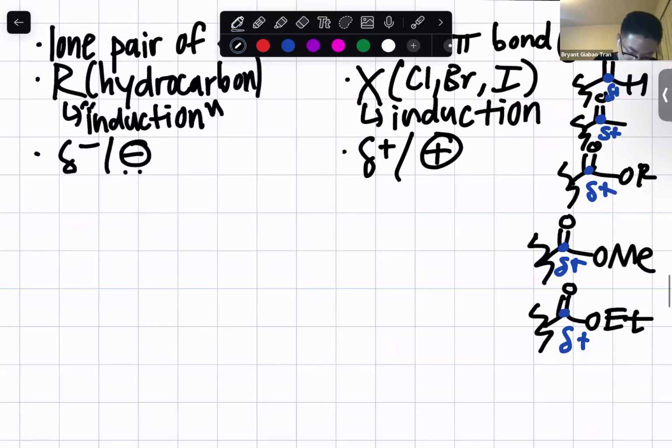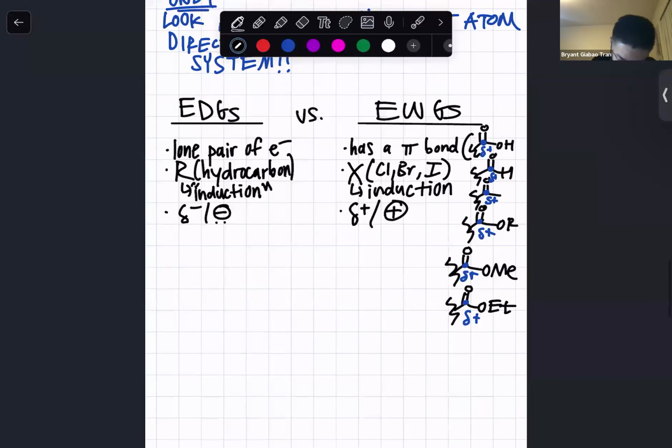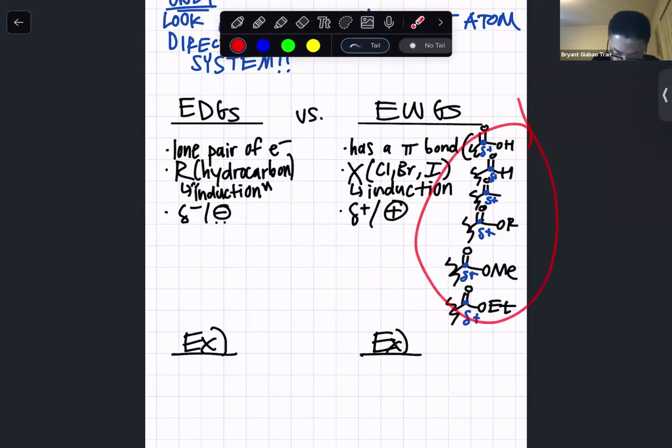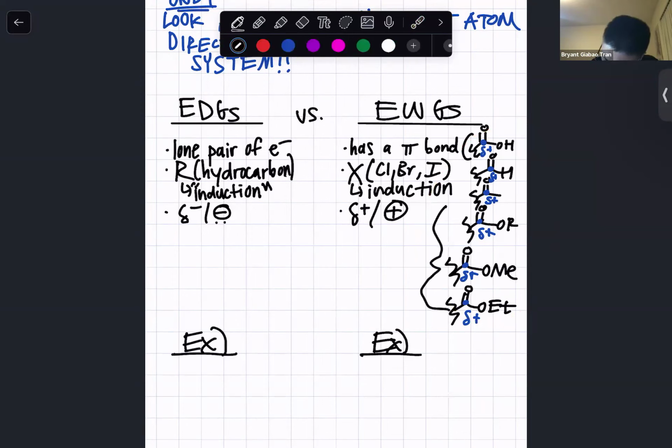So let's look at some examples. But I kind of gave a lot of examples for the EWG already. Right. All of these examples are examples of a carbon with a pi bond, or a carbon that is double bonded like that. Right.